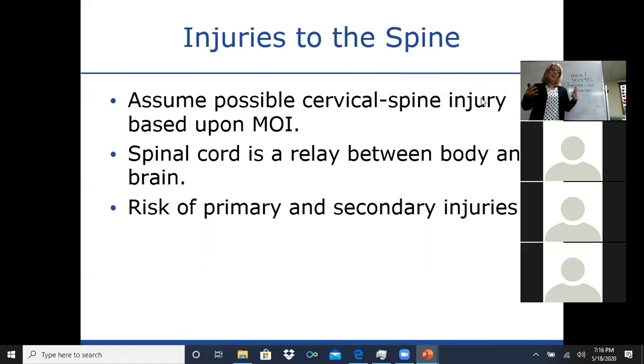So when we think about injuries to the spine, we really have to take into consideration how that head affects it, and what mechanism of injury they have is their risk of injury to that spine. So your mechanism of injury in determining whether I should take spinal precautions is huge.